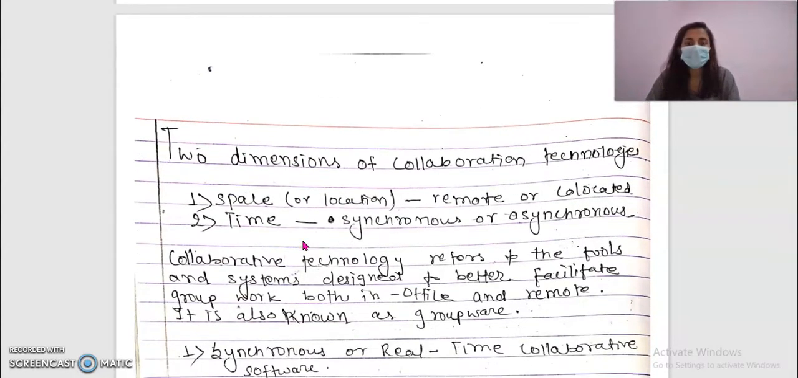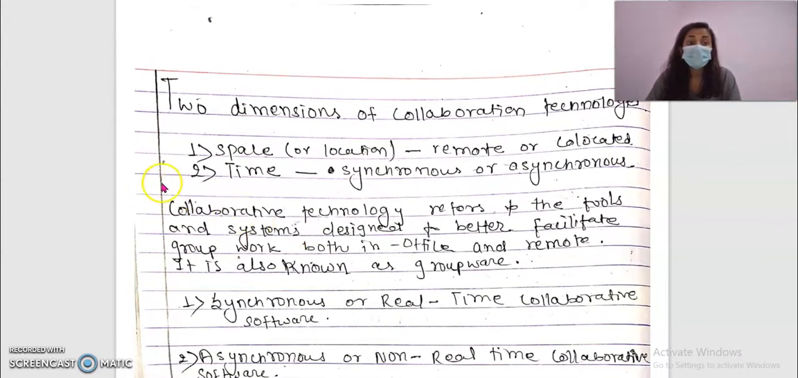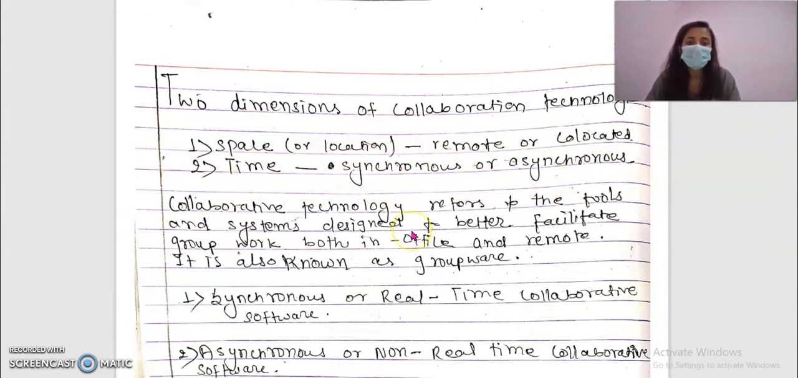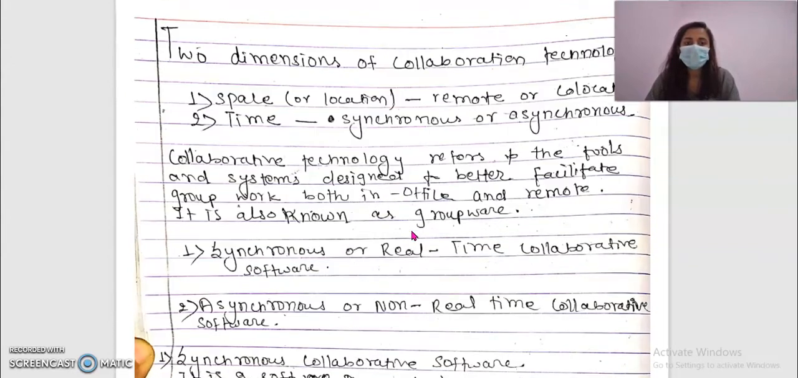Next topic is two dimensions of collaboration technologies. On the basis of space, there are two: remote or co-located. And on the basis of time, there are synchronous or asynchronous. So see the explanation here.